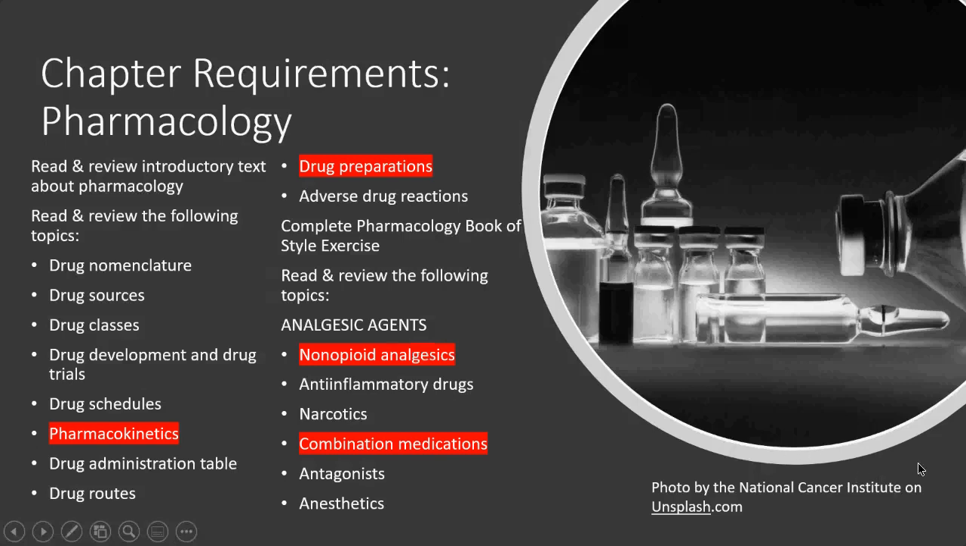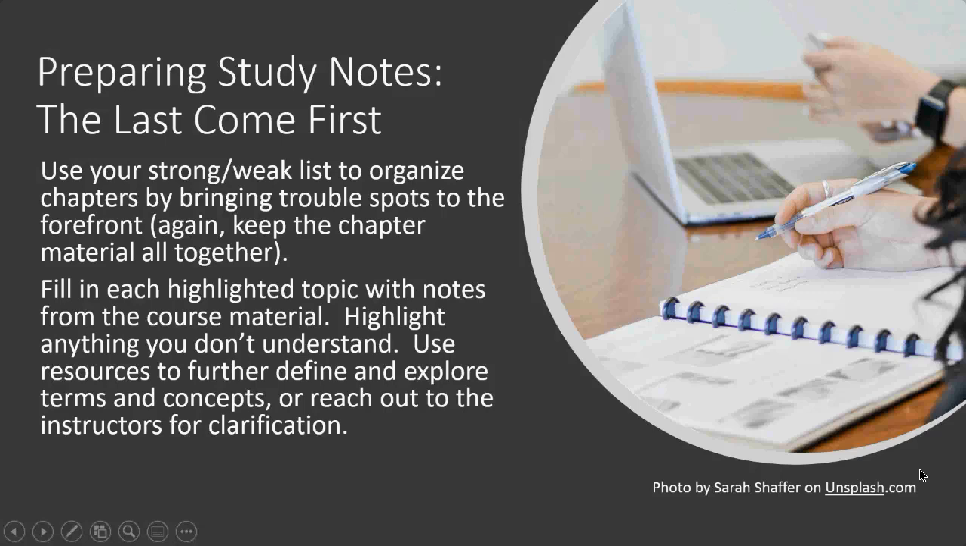But keep the whole list as a table of contents for yourself as well. So when we're preparing our study notes, like I said before, you can use the strong weak list that you made before to bring some of those chapters you want to spend more time on to the front, keeping everything all nice and together, and then take those highlighted topics with notes and fill in as much from the course content as you think you're going to need.